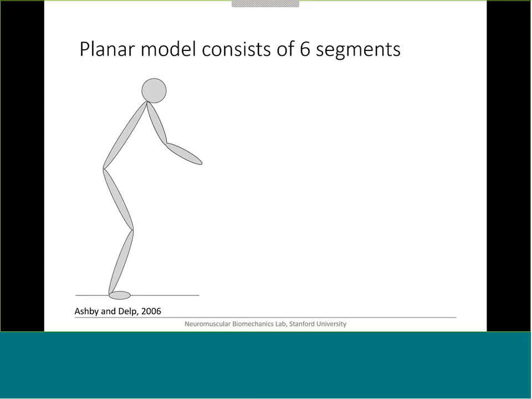The model chosen for this study is based on a model previously developed for standing long jumps by Blake Ashby and Scott Delp. The model is planar and is composed of 6 segments: the foot, the shank, the thigh, a combined pelvis, torso, and head, the upper arm, and the lower arm.